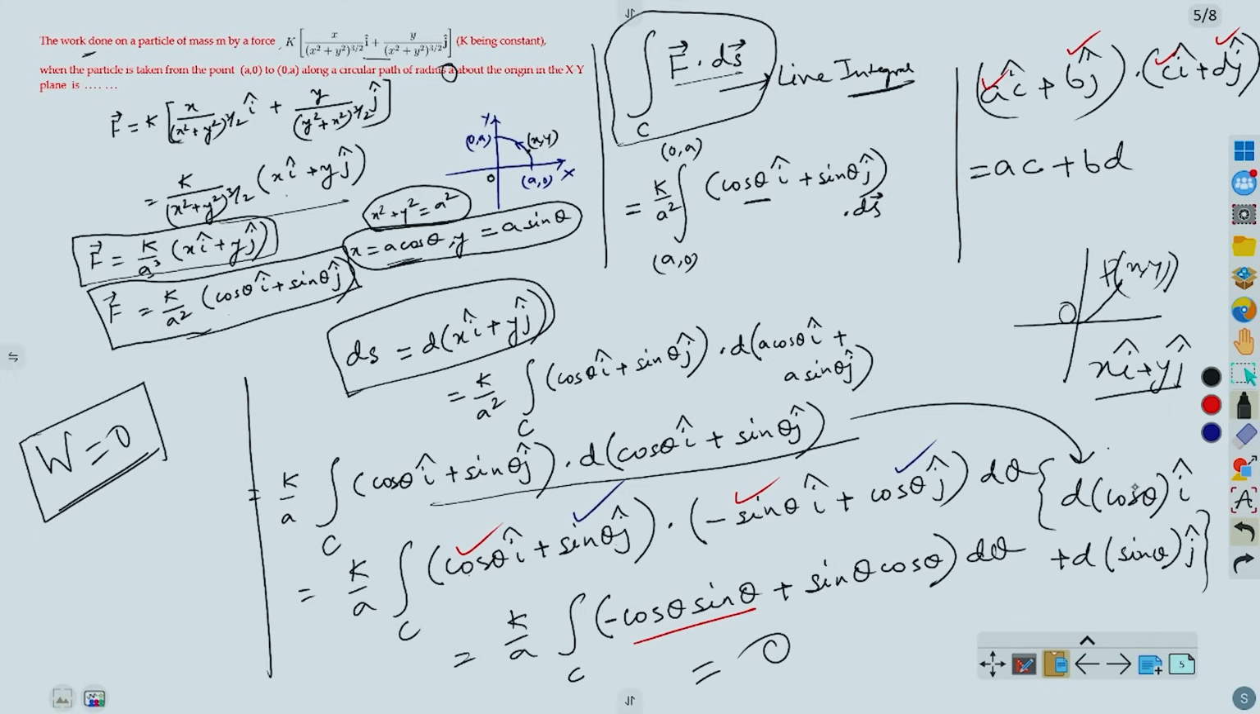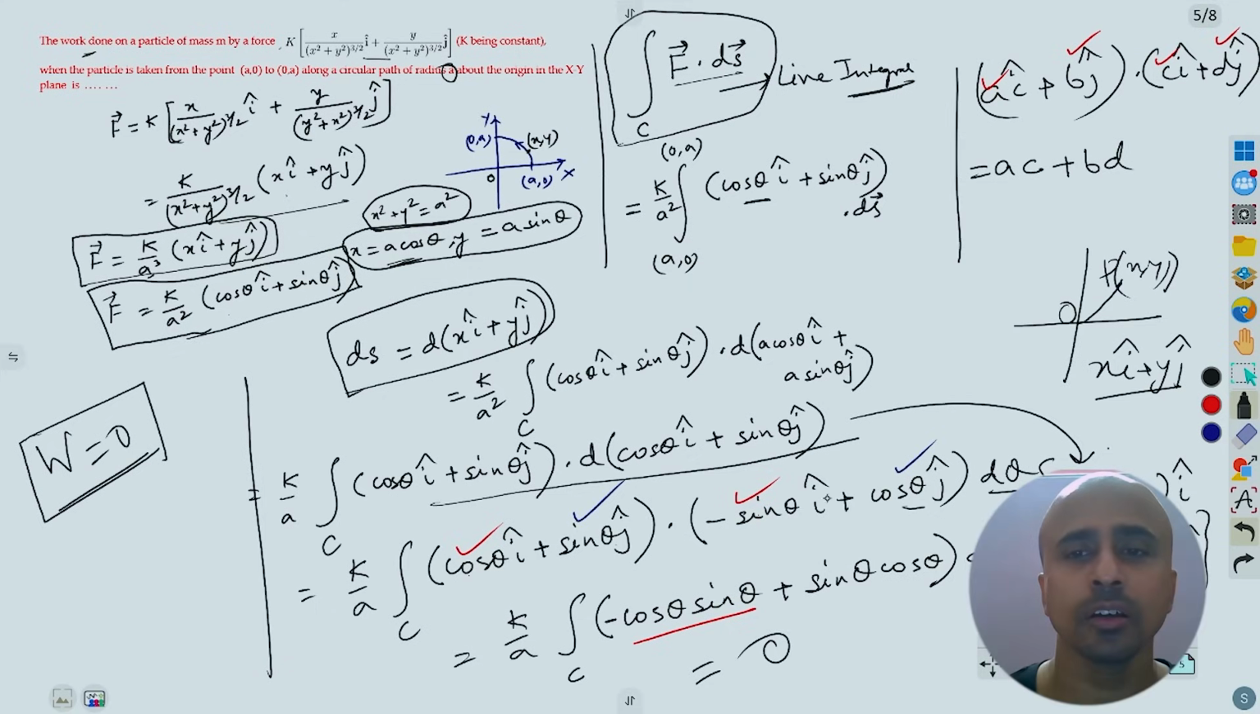Now what is d cos theta? d cos theta is minus sin theta d theta, and what is d sin theta? It is cos theta d theta. So now we obtain this after doing the differentiation.